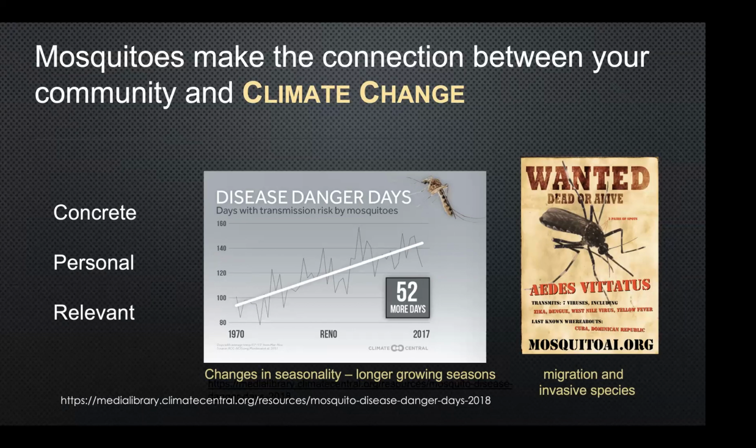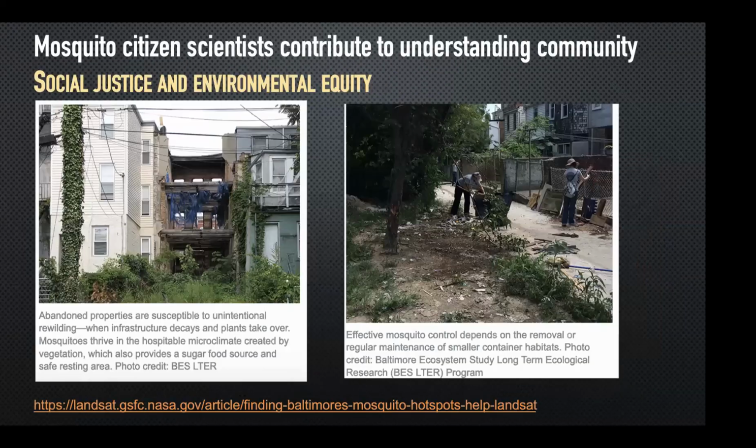These changes are because of globalization and transportation, as well as changes in climate, but particularly once they get here, because our climate is warming, they're able to move northward. So we have a very complex environmental system where mosquitoes are really telling us about climate change.